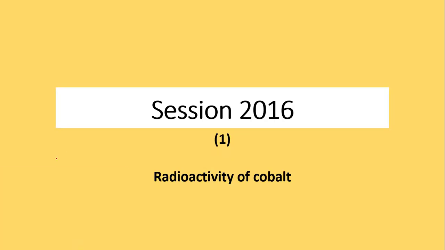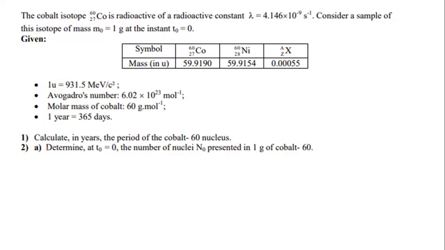So it's session 2016, number one, radioactivity of cobalt. The cobalt isotope is radioactive. We are given the radioactive constant in second minus 1. M0 is equal to 1 gram, this is as intensity 0. And the molar mass is given in atomic mass unit. We have also these givens. So calculate in years the period, which means the half-life of the cobalt.